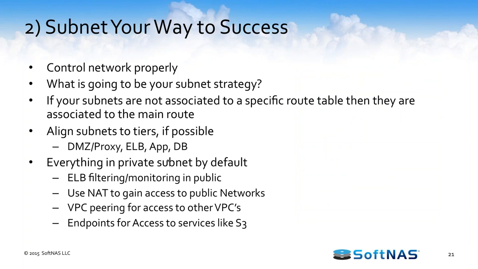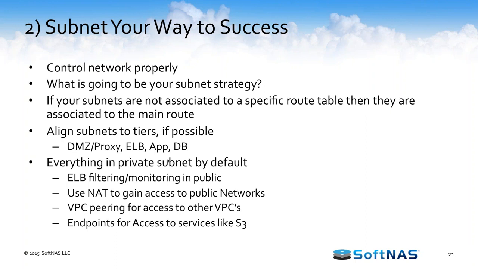Remember, if your subnet is not associated to a specific route table, then by default they're going to the main route table. And that little tip right there has caught up a lot of people in my dealings where they created this route table and they've got a subnet, but they never associated the subnet to the route table that they thought they did. So the packets aren't flowing where they think that they are.